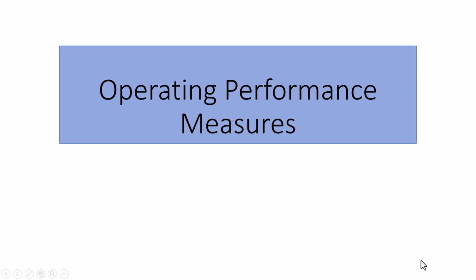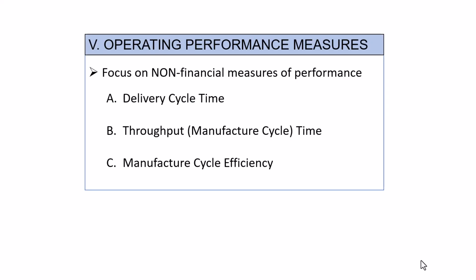An effective performance evaluation system will include not only financial measures such as variances, return on investment, and residual income, but also some non-financial measures. Operating performance measures include some metrics that are not financial in nature. If you look at your lecture notes and take a big picture look at these measures, you will see three calculations: delivery cycle time, throughput time, sometimes called manufacturer cycle time, and manufacturer cycle efficiency. Taken together, these tell management a story about efficiency.